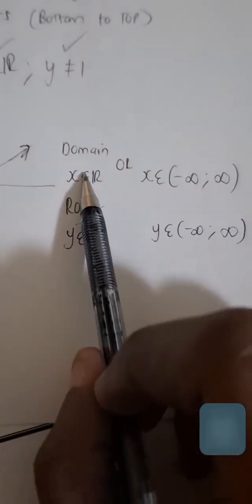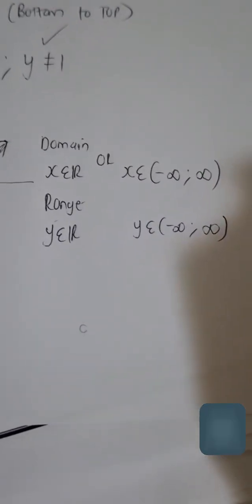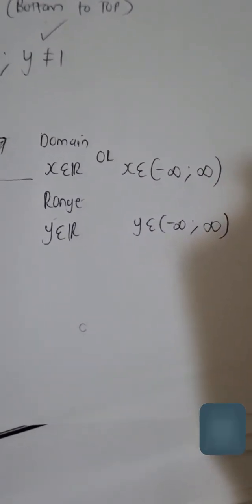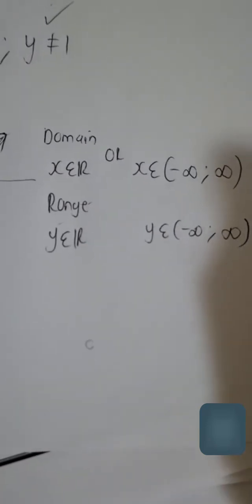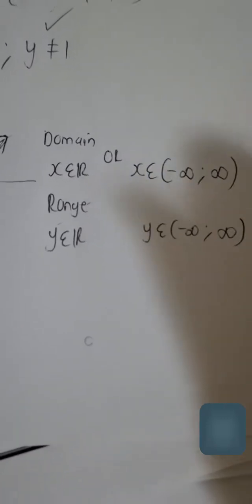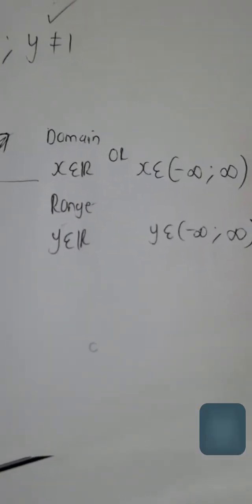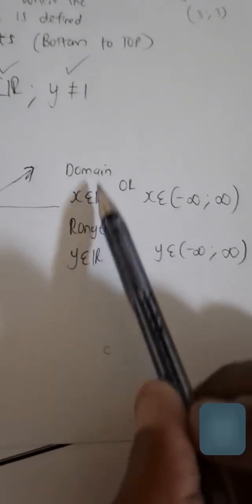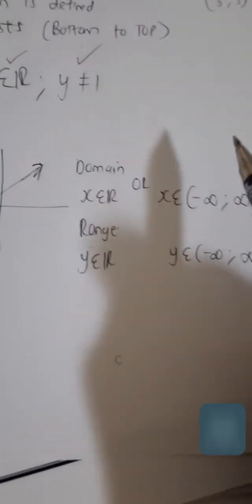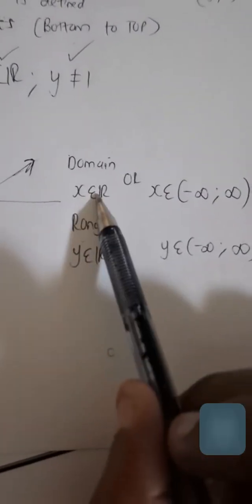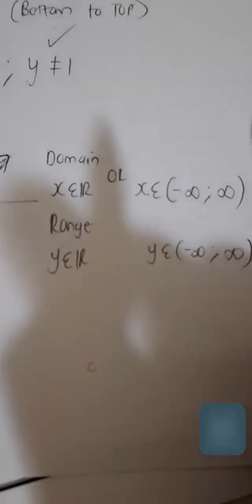Set builder notation is also fine. But like I said, this is a shortcut. You just say x is an element of the real numbers. You've accommodated everything there is to be accommodated. x is an element of R, or you can write interval notation. It's really up to you.